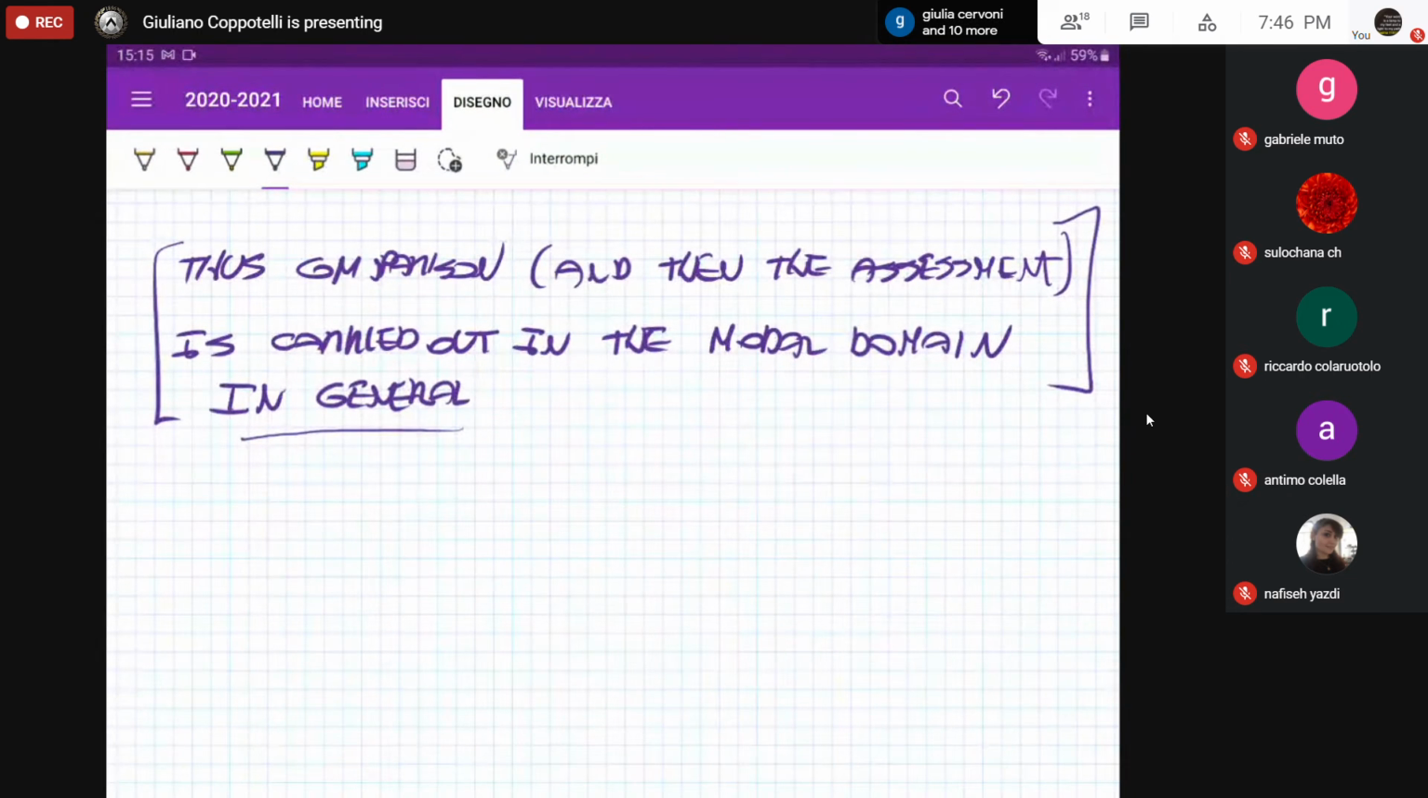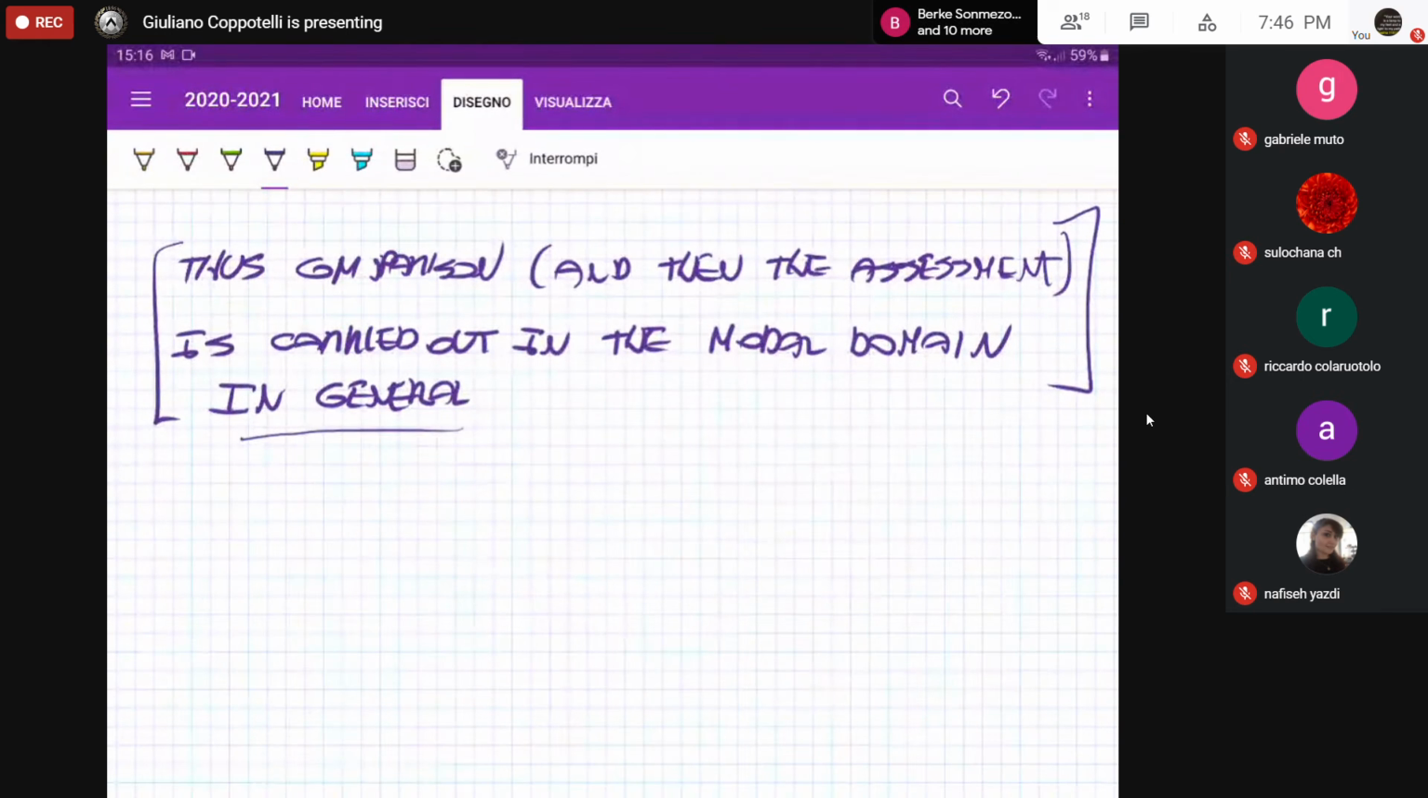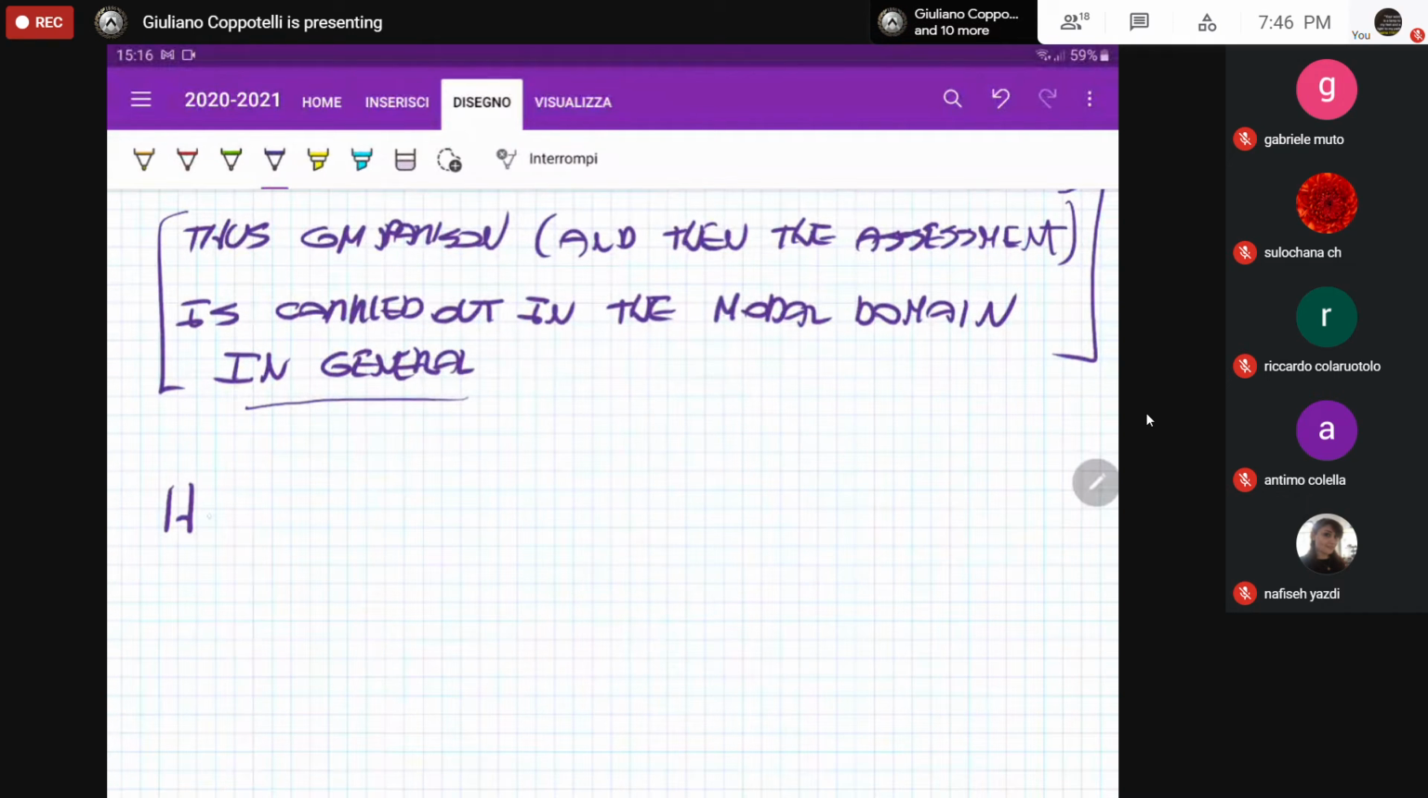Now let's go into some details of our dynamic investigation. In order to do that, I would like to introduce the main hypotheses that we are considering when doing our experimental dynamic investigation. The main hypotheses that we have to consider are, first, the structure is linearly behaving.